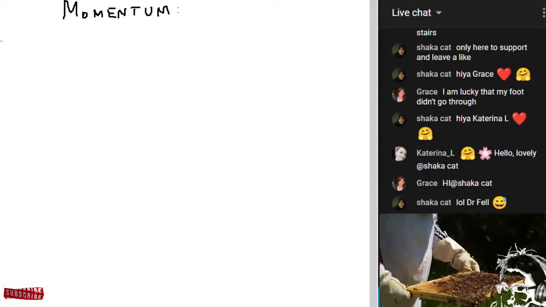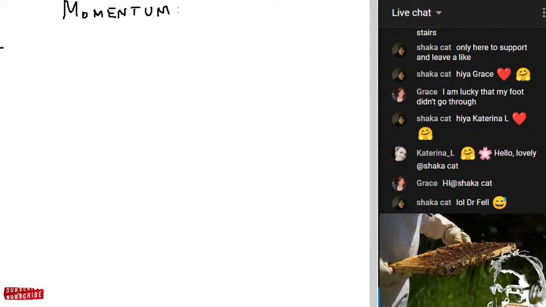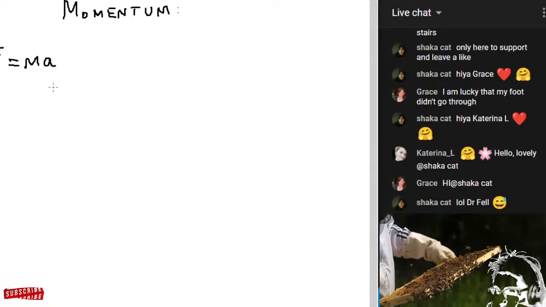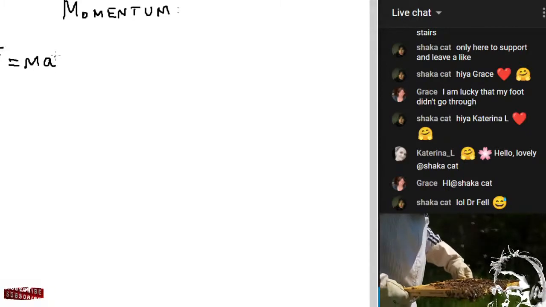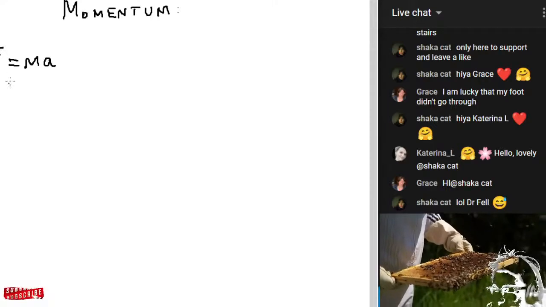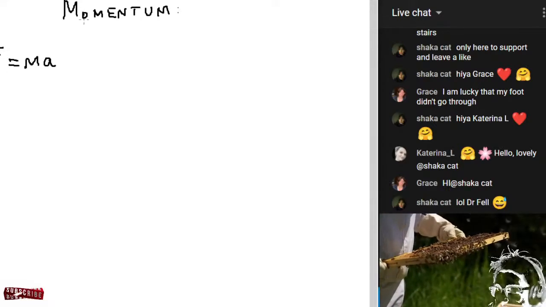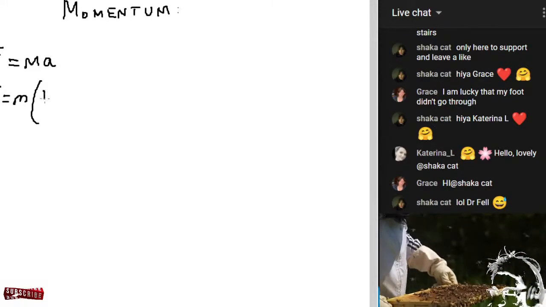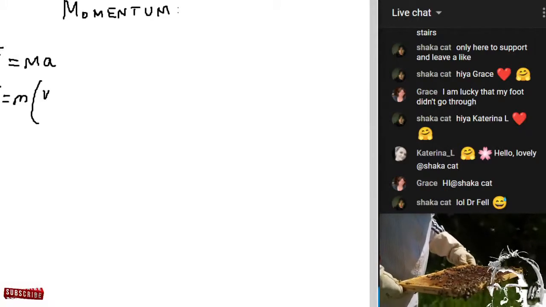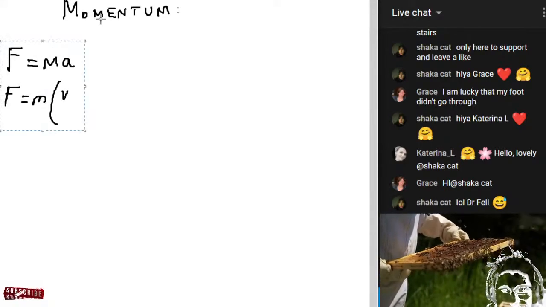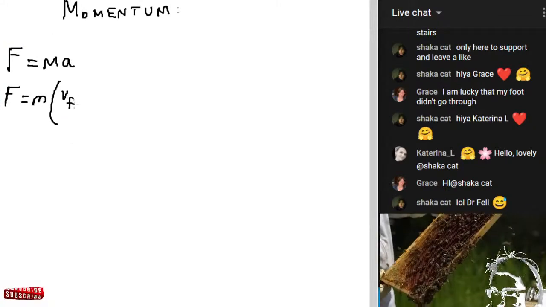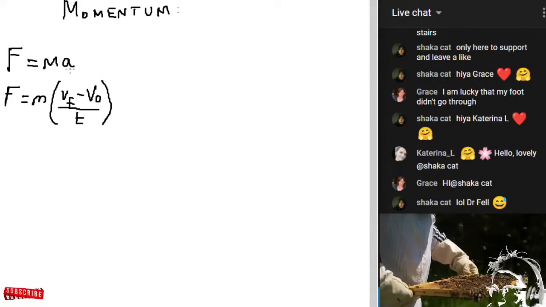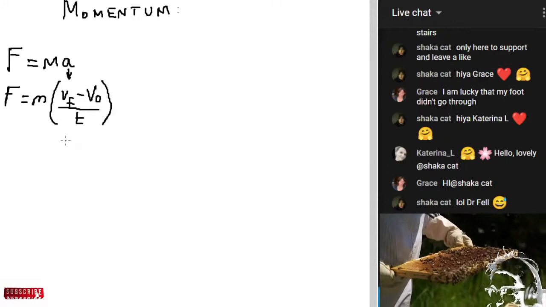So momentum, let's talk about where it comes from. Remember Newton's second law, F equals ma. Now, we can't break F down into anything because we're just talking about a general force here. But we can break a down into something. So we have F equals m, and a, remember, is Vf minus Vo over t, change in velocity over time. Remember that?